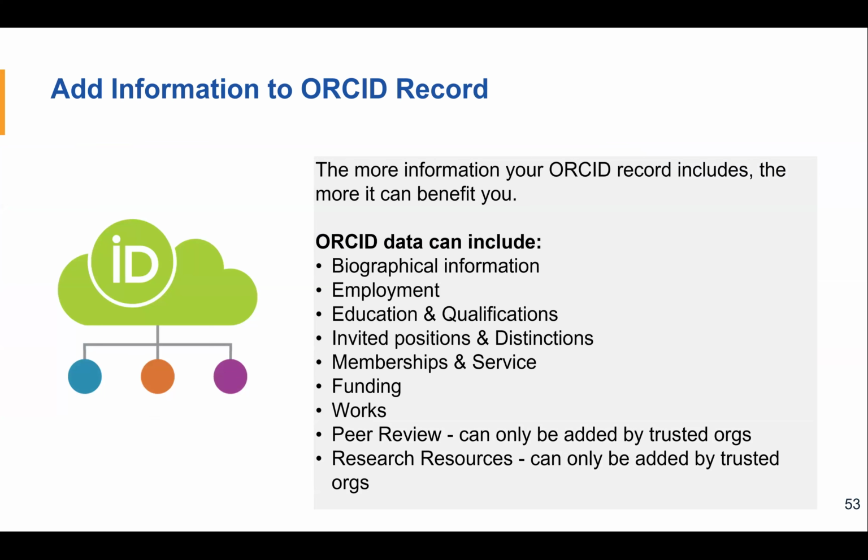The ORCID record provides space for you to include biographical information about yourself, including the also known as section, where you can list any other names that you have used, employment and education information, memberships and service, invited positions and distinctions, funding that you have received, and works that you have produced.